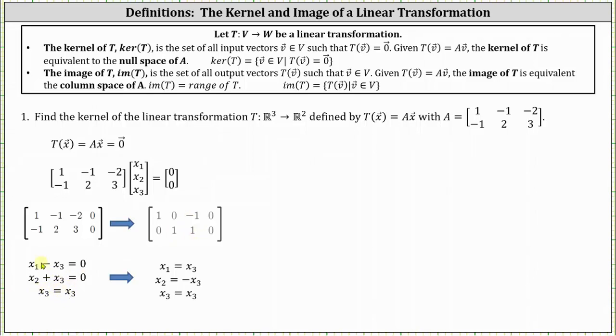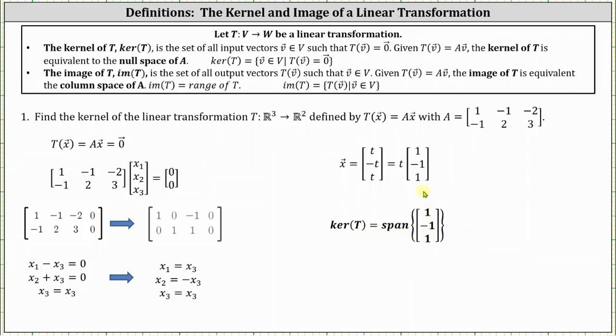The next step is to solve for x1 and x2 in terms of the free variable x3. x1 equals x3, x2 equals negative x3, and x3 equals x3. Let's parameterize the solution by letting x3 equal t, which gives us the solution vector x equals (t, negative t, t). Factoring out the t, we have vector x, which again is the solution to Ax equals 0, is t times the vector (1, negative 1, 1). So now we know the kernel of T, which is also the null space of matrix A, equals the span of the vector (1, negative 1, 1).